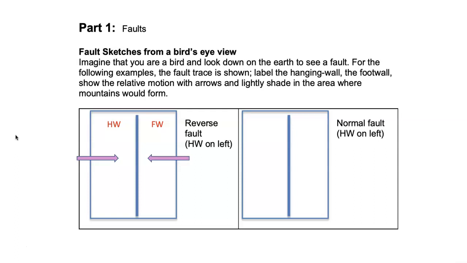We also know that in reverse faults, the hanging wall goes up relative to the footwall. So in this case, the mountains, which I've shaded in blue, are going to be on the hanging wall right at the edge of the fault. That's the part that's going to be pushed up and over the footwall. So you try the right-hand side.